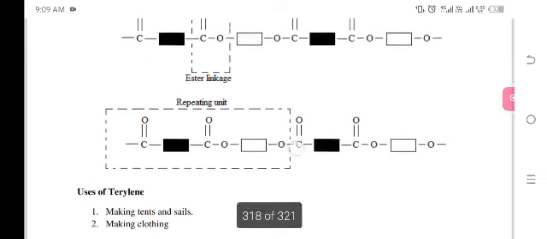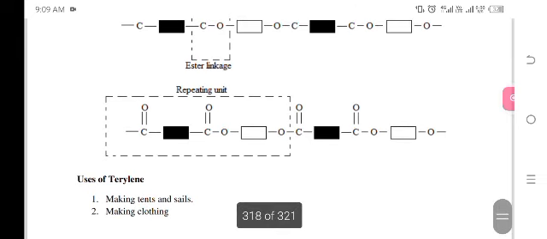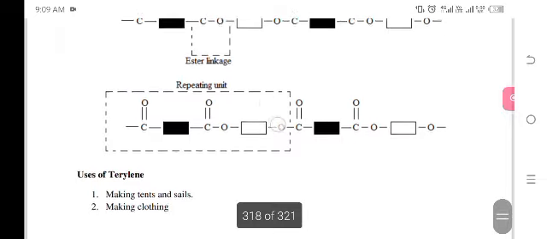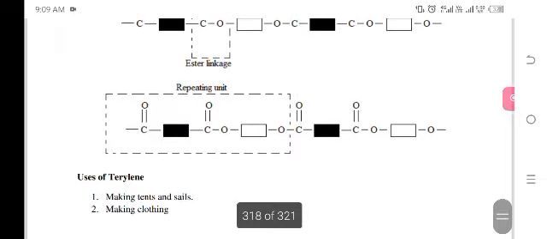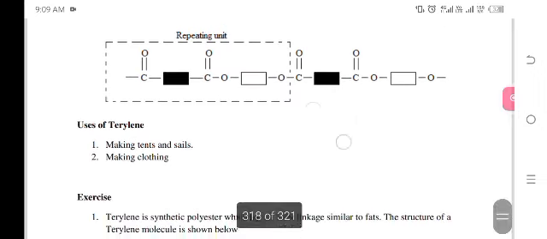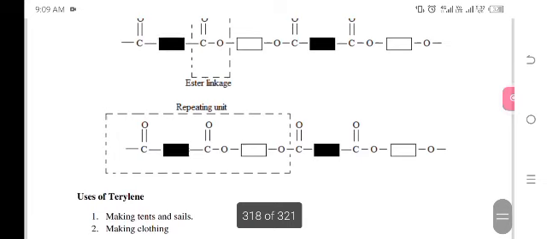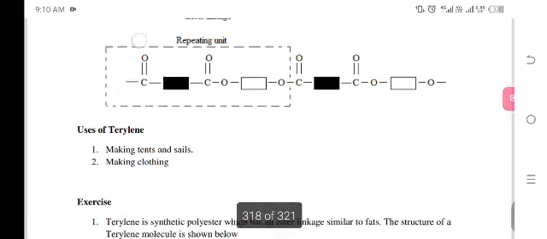And within the chain we have got a repeating unit. This is the repeating unit that you'll be able to see within the polymeric chain. Okay, so there are some exam questions that come. They ask you to write the repeating unit in the formation of a polyester. So this is the repeating unit.